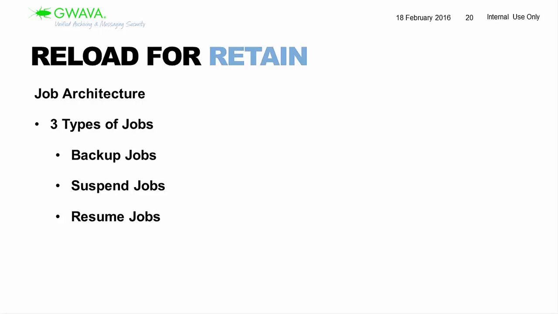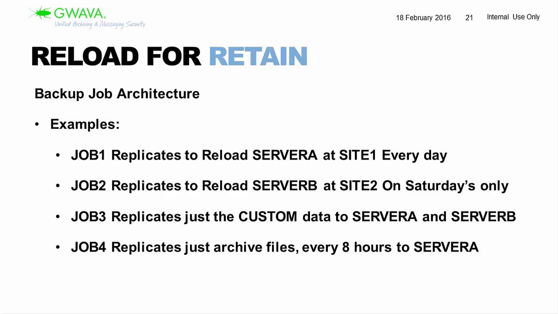Let's just talk about jobs in general inside of Reload for Retain. You have three types of jobs. You have backup jobs, that's just your standard: I want to get data over here. But then you have what are called suspend jobs and resume jobs. Let's talk about the nature of all three of those kinds of jobs.